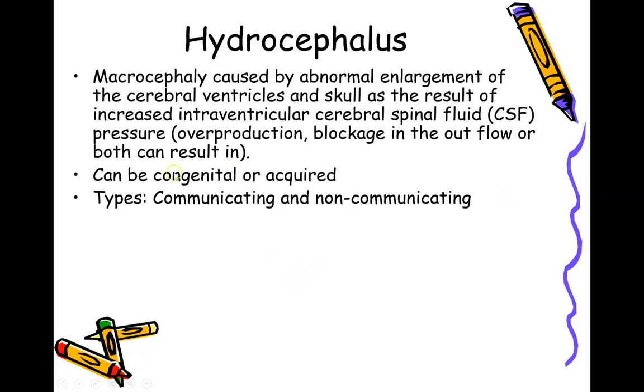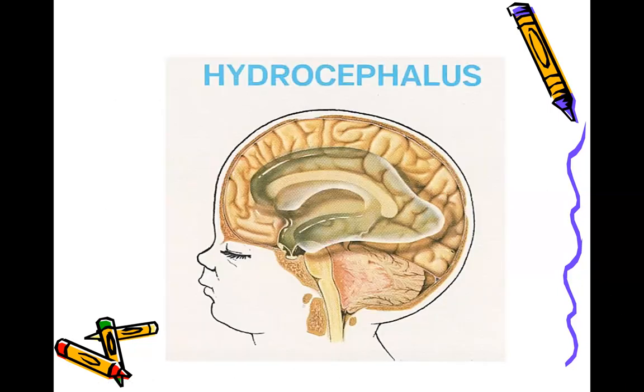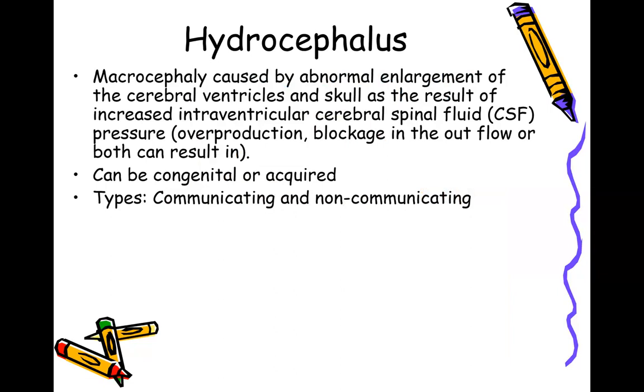And then we have two different types. We have communicating and non-communicating. Non-communicating is an obstruction of the cerebral spinal fluid flow from the ventricles of the brain to the subarachnoid space. So that's 99% of the cases in children. Communicating means that the CSF is not obstructed in the ventricles, but inadequately absorbed into the subarachnoid space, which are tissues that surround like the spine and the brain. So it's just not adequately being absorbed.